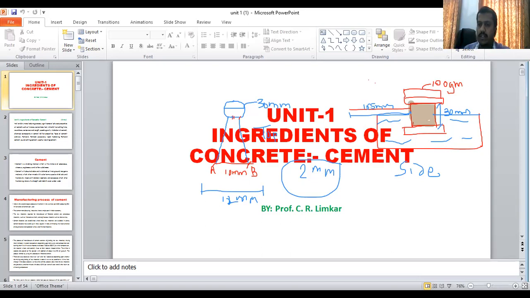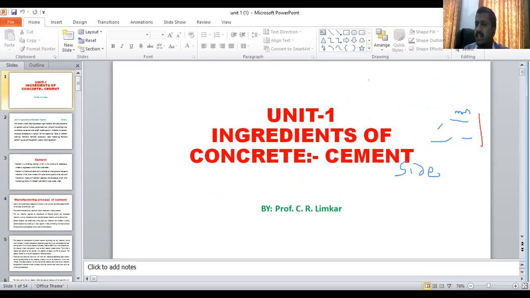Now I'm going to erase it. So this is the next test, the soundness test of the given cement. It gives us an idea about the presence of excess lime and magnesium. This is the procedure which is given.